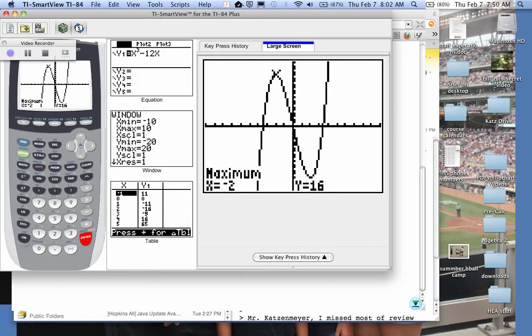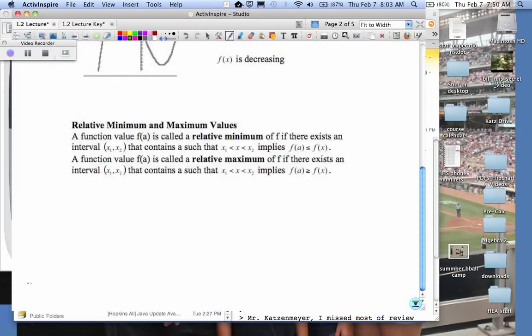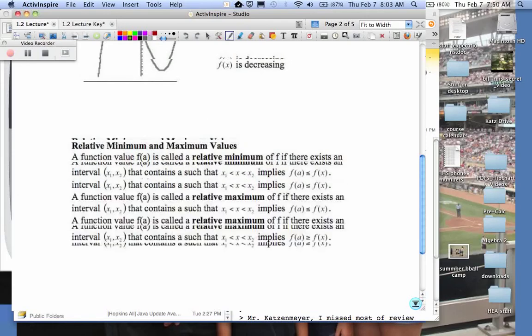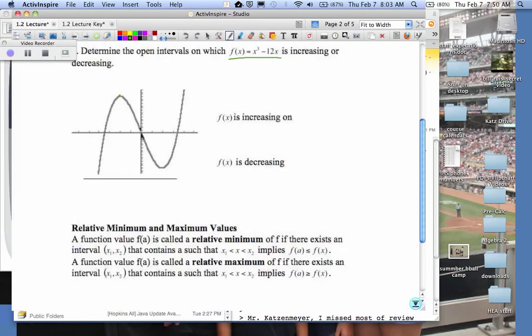Okay? So this point is -2, 16. And we'll put the cookies in the oven and pull them out right away. This one over here is +2, -16. Okay? So those are the two maximum and minimum, and you can practice finding them if you'd like to try that.